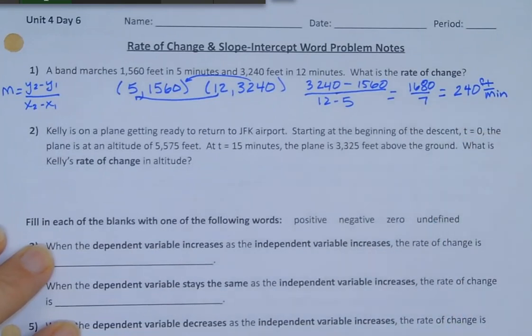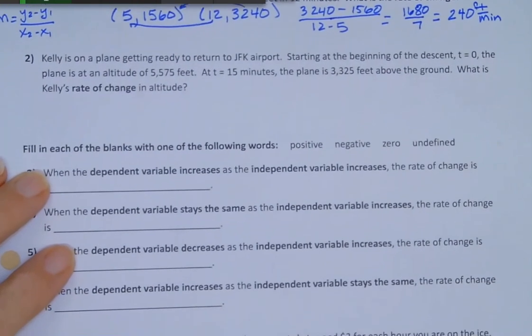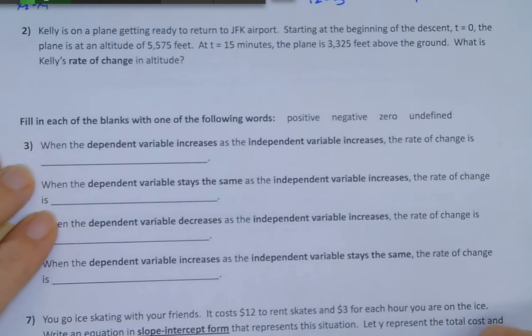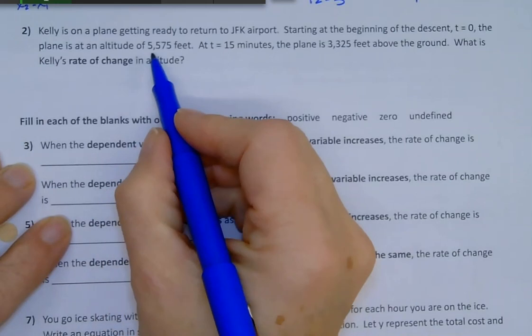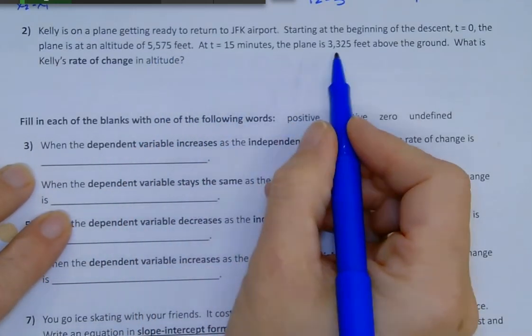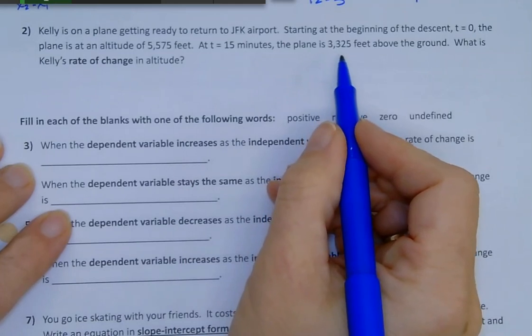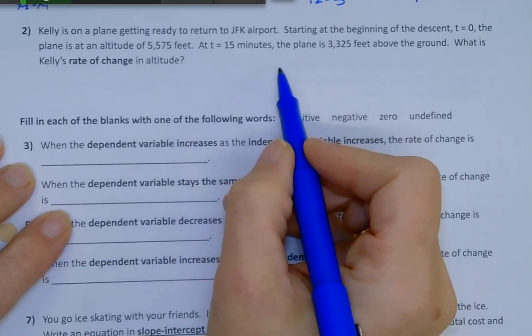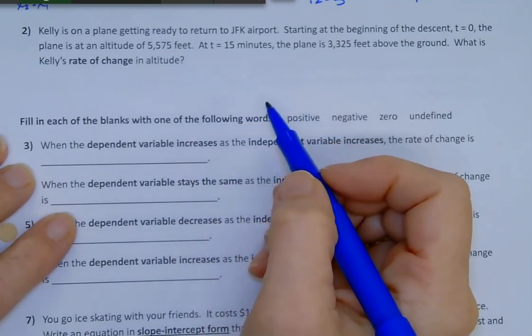240 feet per minute. Okay, for our next example, Kelly is on a plane getting ready to return to JFK Airport in New York City. Starting at the beginning of the descent, time equals 0. The plane is at an altitude of 5,575 feet. But then at 10 minutes, the plane is 3,325 feet above the ground. So we see that the altitude is decreasing, it's going down, right?